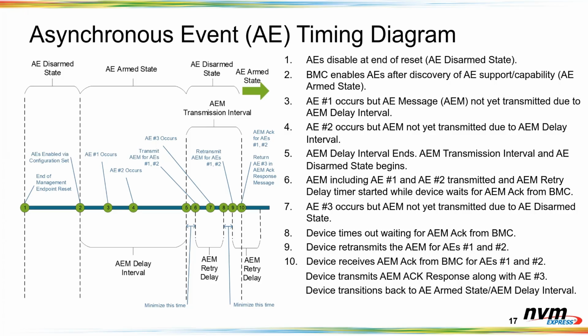Now, at step 10, the device finally gets the acknowledgement from the BMC that the BMC received the asynchronous event message for AEs number 1 and 2. The device transmits a response to the AEM ACK, and any events that occurred during the current AE disarm state, which is AE number 3 in this example, are transmitted back to the BMC as part of the AEM ACK response. So that's how that third asynchronous event is handled. And then finally, the device transitions back to the AE arm state and restarts the AEM delay interval, and the whole process starts again.